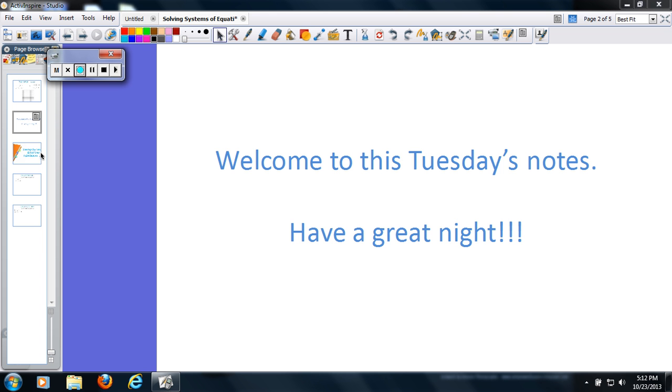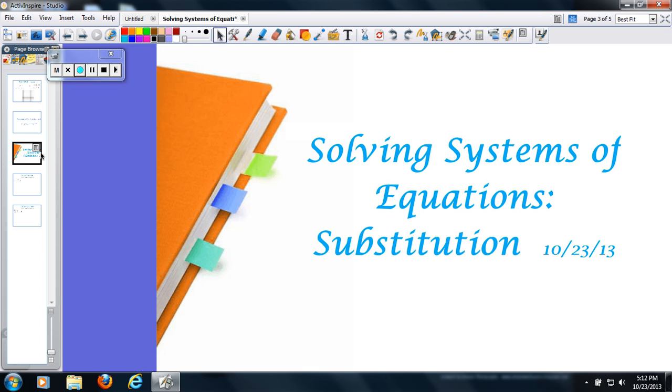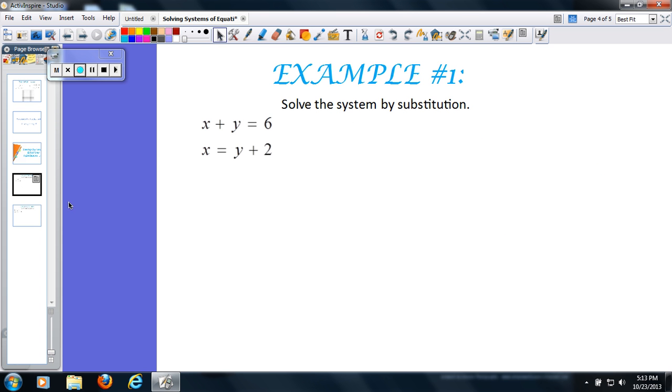So tonight we're going to be doing solving systems of equations, but we're going to be using substitution method to solve these. So let's go ahead and get started. For example number 1, using substitution method, it's fairly easy to do.